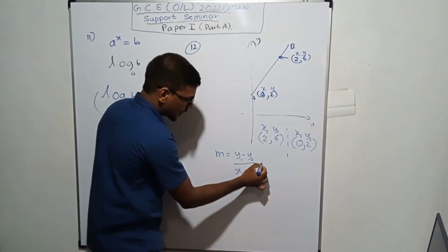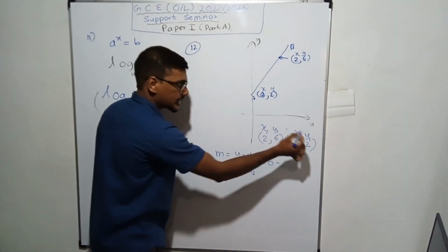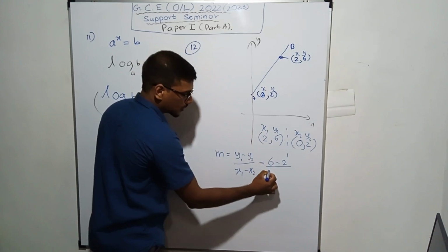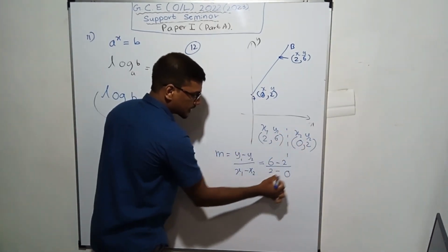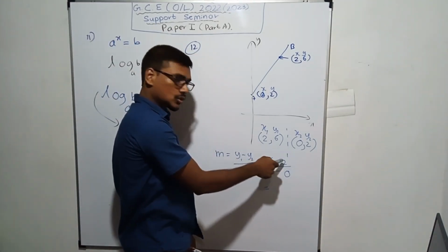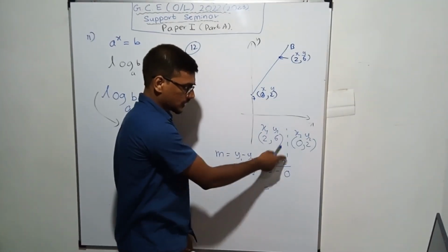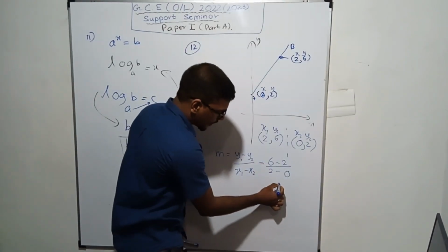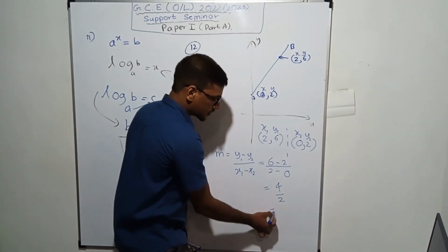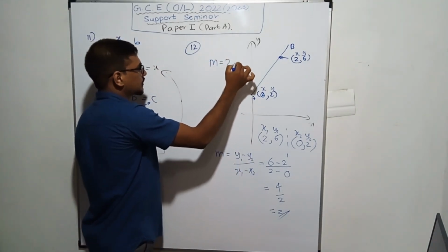It doesn't matter. So y1, what is y1 value? It is 6, minus y2 value, it is 2. Divide by, what is the x1 value? It is 2, minus x2 value, it is 0. The same thing I explained to you earlier. Two numbers are there, 6 minus 2. The sign is different. 6 is positive. Then 6 minus 2, it is 4. 2 minus 0, 2. 4 divided by 2, it will be 2. So the gradient m is equal to 2.